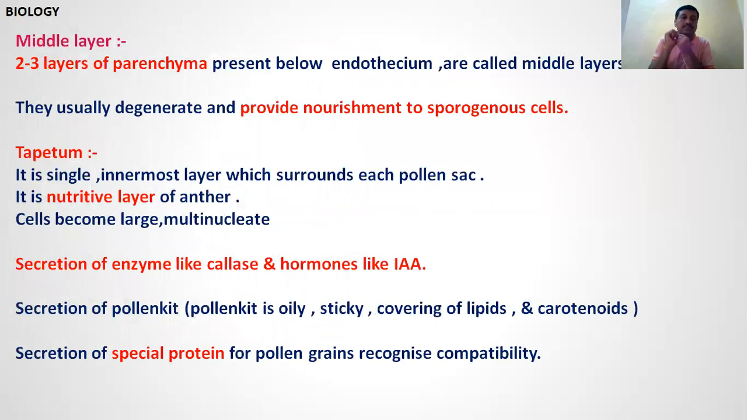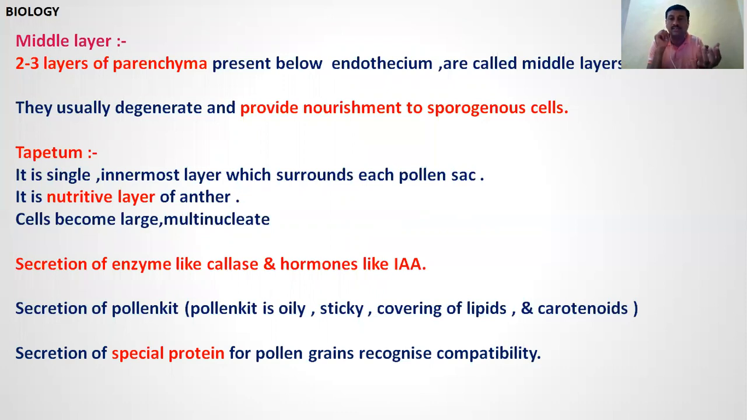And the main function of this middle layer: these middle layers are also called the nutritive layers because they provide nourishment food to the sporogenous cells. These sporogenous cells divide meiotically to produce the 4 haploid pollen grains. For the development of the sporogenous cells, they also provide the energy.